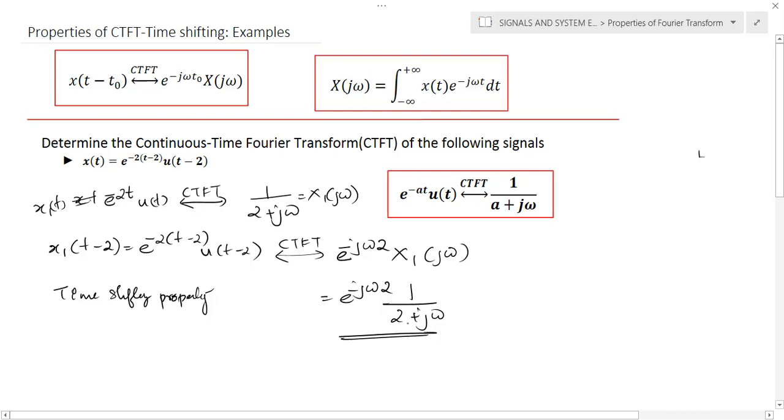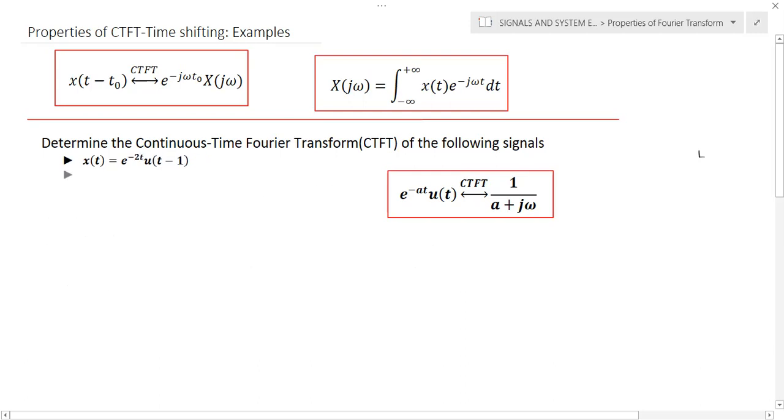So this is the Fourier transform of the signal e raised to minus 2 into t minus 2 into u of t minus 2. Otherwise, you can substitute in the standard equation and simplify this. If you use the property, it's very simple. Within 2-3 steps, you can find the answer. Now we'll see another problem.